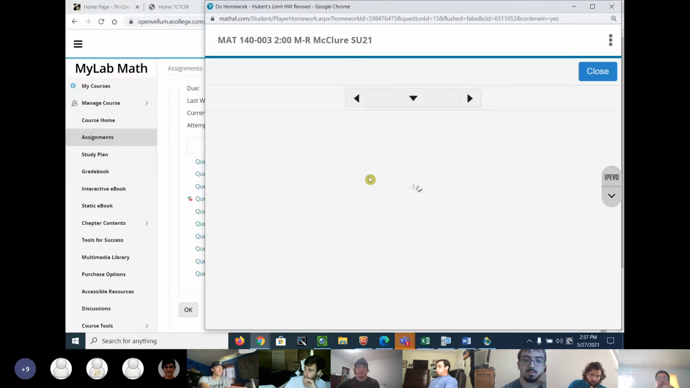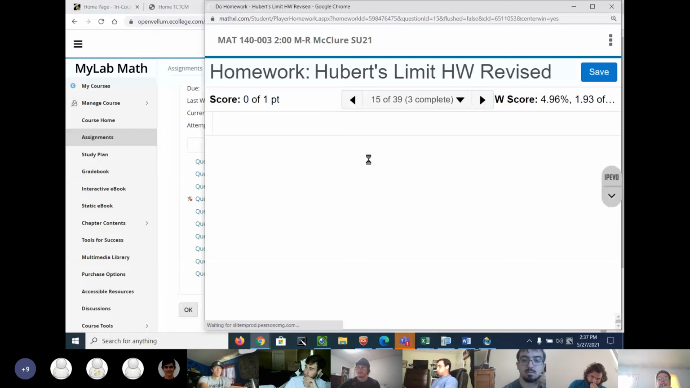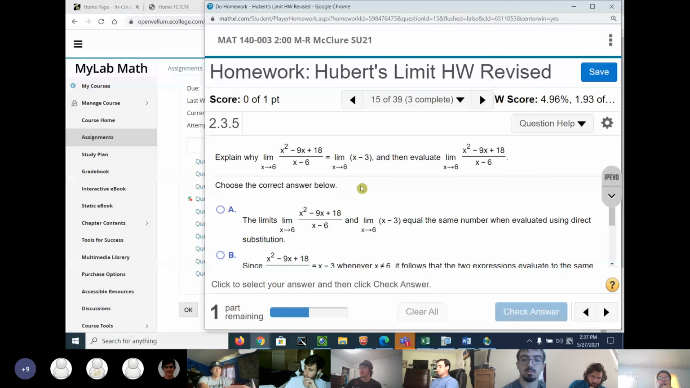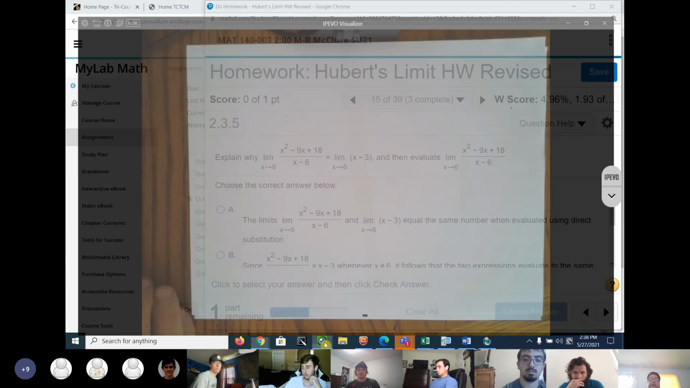First of all, is it a test question? Yeah, it could be. It says explain why the limit as x approaches 6 of x squared minus 9x plus 18 over x minus 6 equals the limit of x minus 3, which is equal to 3, and then evaluate the limit. Okay, this is what I was telling you the other day. Let's write it down. This is how I want you to write it, because this is the test question I would ask.